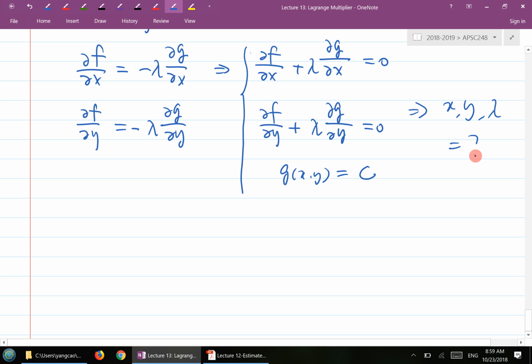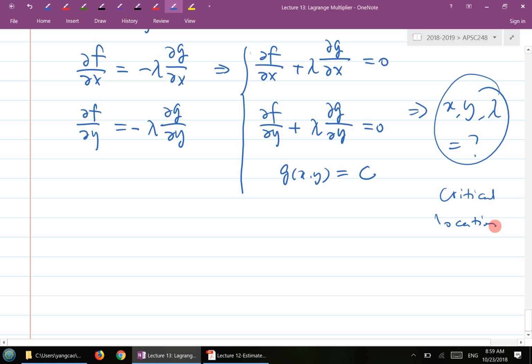Is that good? So in simple language, after all the derivation, when you have a constraint problem, all you need to do is to formulate the problem into these three equations here and solve for x, y, lambda. The solution is what we call the critical location. So this is basically the critical location.